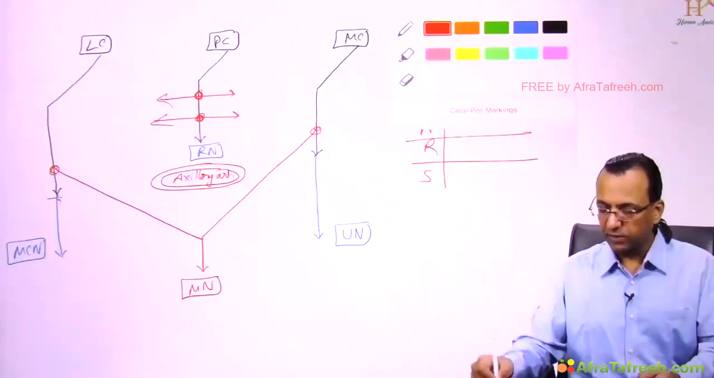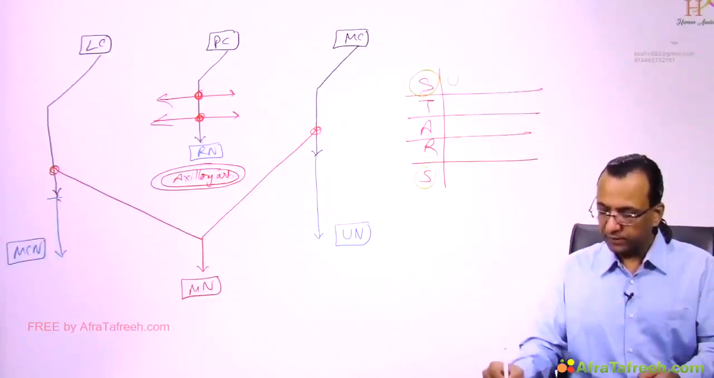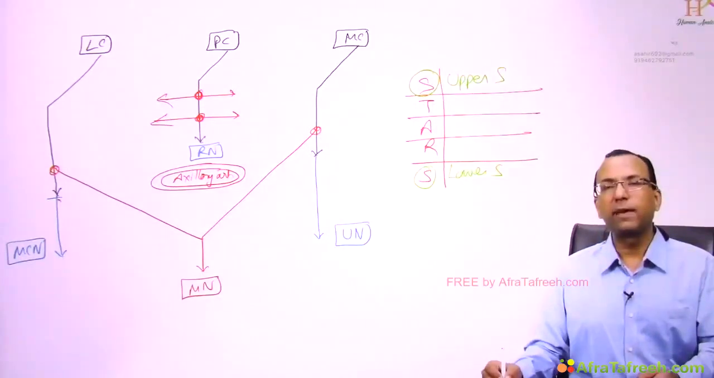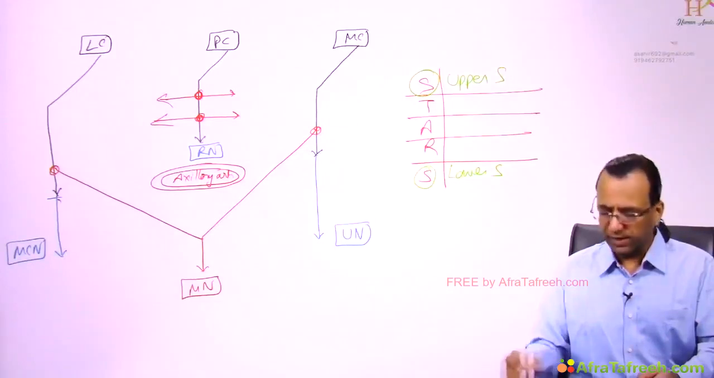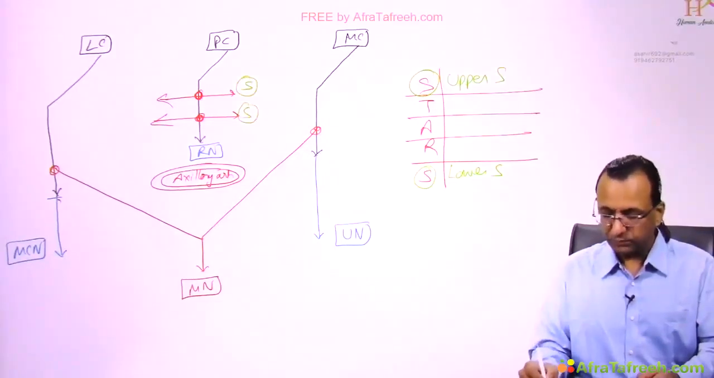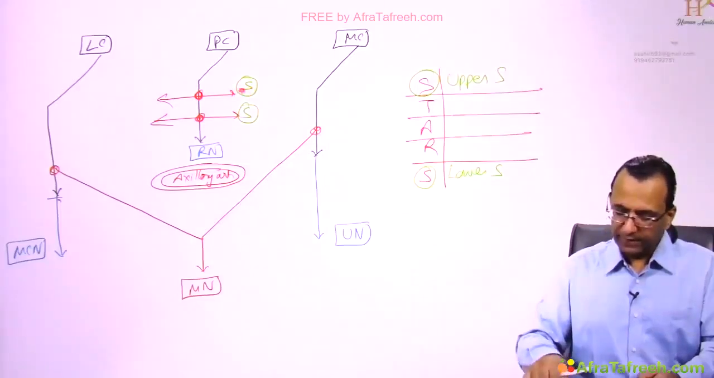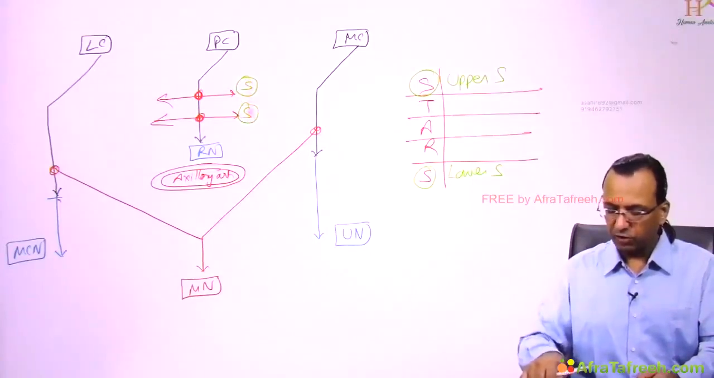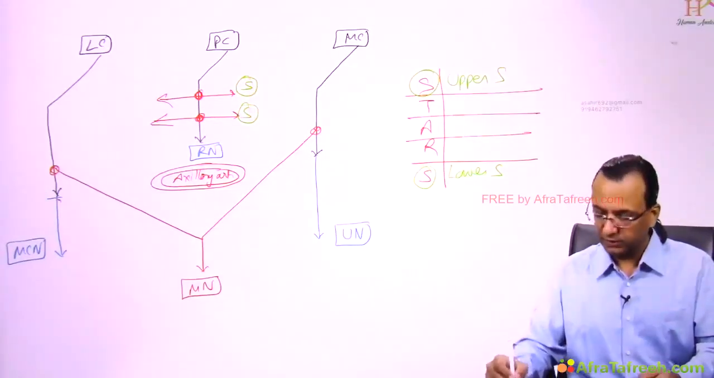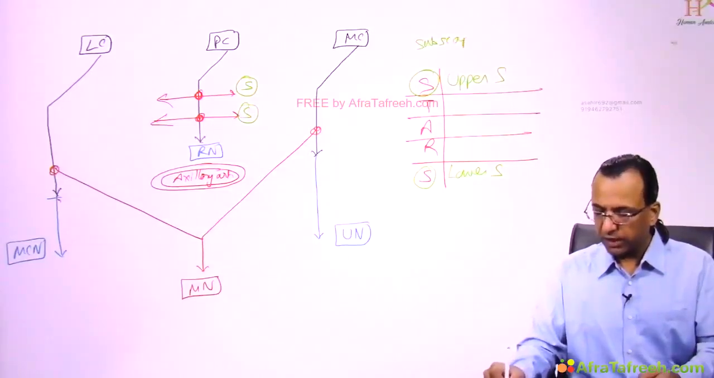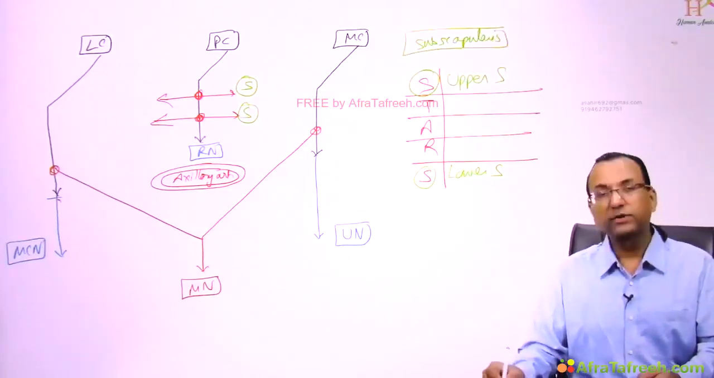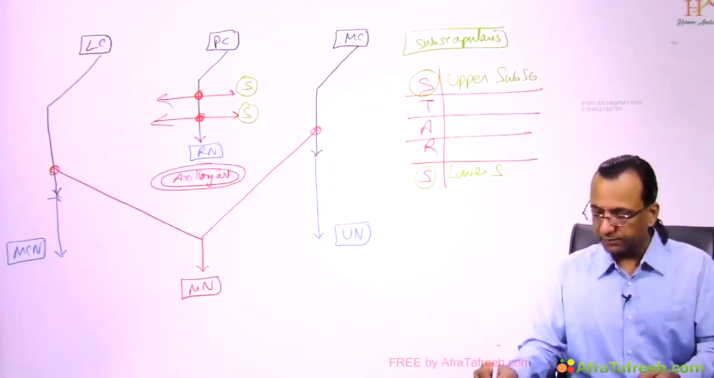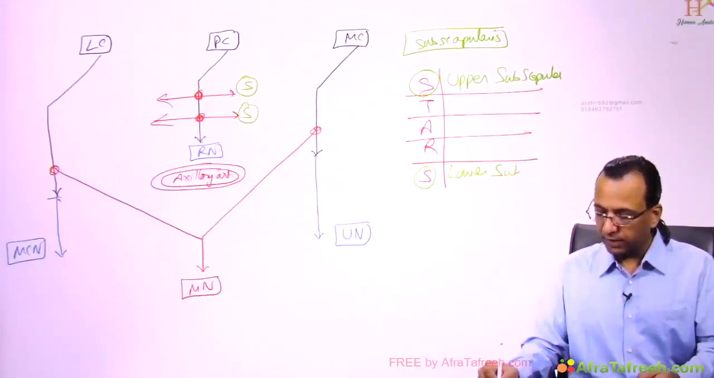So what is this upper S and lower S? There is upper S and lower S, and these are going under the scapula to form the subscapular nerves to supply the subscapularis muscle, the muscle under the scapula. The nerves are called the upper subscapular nerve and the lower subscapular nerve.